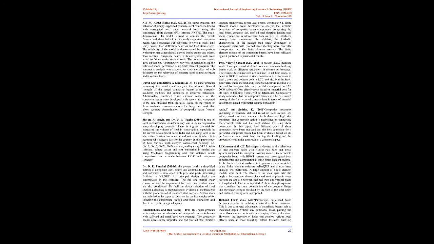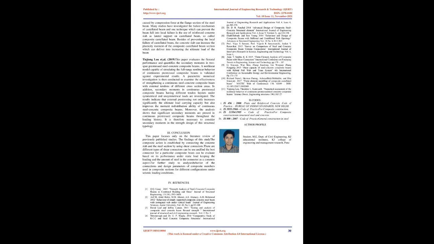Unju T. and Smitha K., 2015. Composite structures consisting of concrete slab and rolled steel sections are widely used structural members in bridges and high-rise buildings. The composite action is established by connecting the concrete slab and the steel section by using shear connectors. In this paper, 4 different types of shear connectors have been analyzed and the best connector for a particular composite beam has been evaluated based on its performance under static load, keeping the loading and the amount of steel in the connector as a common aspect.